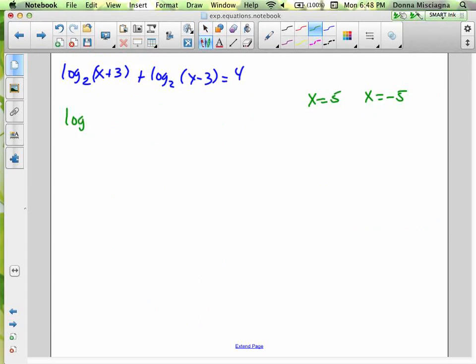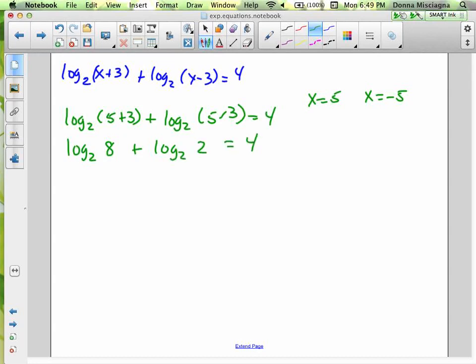So we have log base 2 of 5 plus 3 plus log base 2 of 5 minus 3 equals 4. That gives us log base 2 of 8 plus log base 2 of 2 equals 4. Well, what's log base 2 of 8? In other words, 2 to what power is 8? Why, that's 3. So this is just equal to 3 plus, what's log base 2 of 2? In other words, 2 to what power is 2? That's just 1 equals 4, and that checks out just fine because 4 does equal 4.